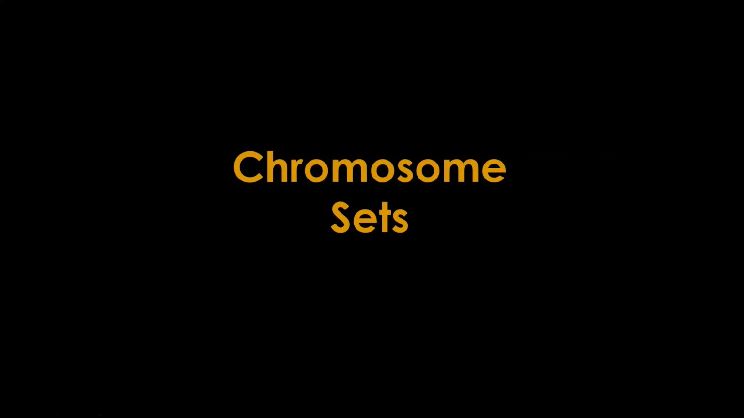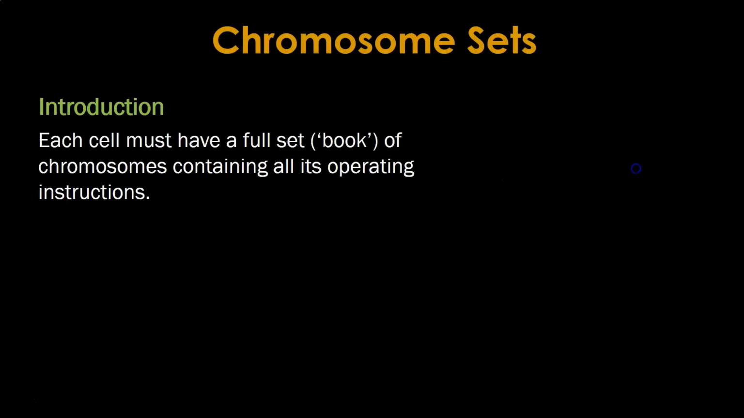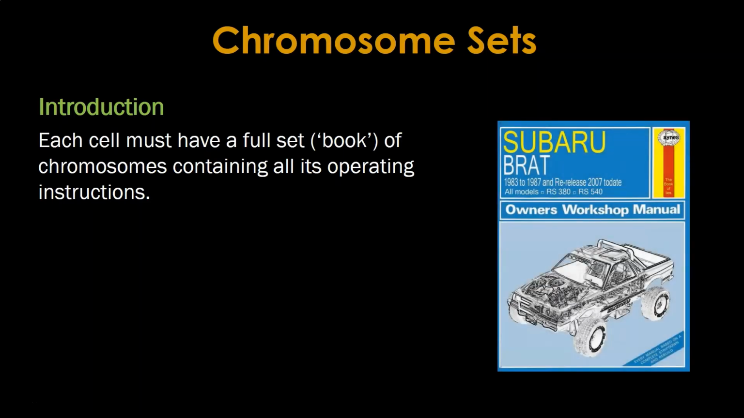Okay, well, that's the basic structure of a chromosome. Let's talk about groups of chromosomes. So if we leave the microstructure of chromosomes and DNA and histones and centromeres, what do we get if we look at a cell with lots of chromosomes? Well, each cell has to have a full set. We're using the analogy of a book of chromosomes containing all the operating instructions. Fine. We've already seen that, so it's a bit of revision.